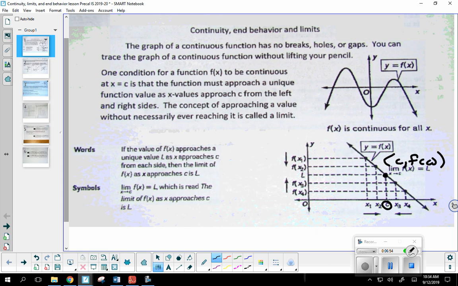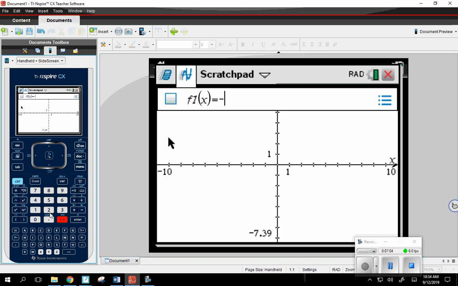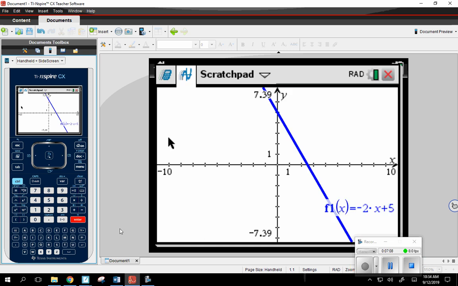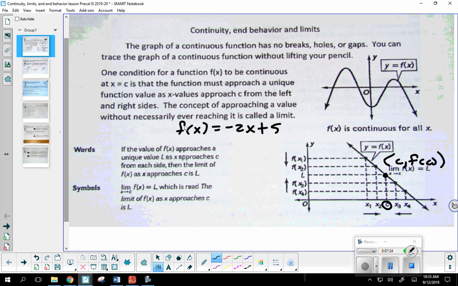So let me see if I can make it a little more concrete for you. Let's say I give you a linear function. How about something really easy, like negative 2x plus 5? So there's my linear function. Now, let's say I wanted to investigate this graph when x equals 1. So I've got this linear function, f of x is equal to negative 2x plus 5. I just chose something that's going to look very similar to this diagram you have over here.